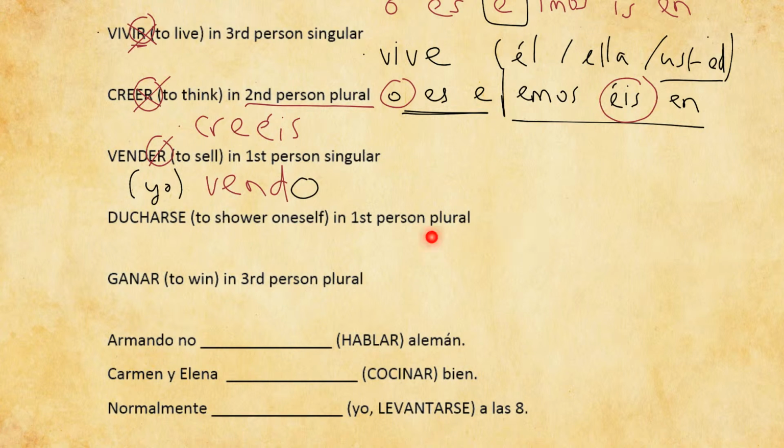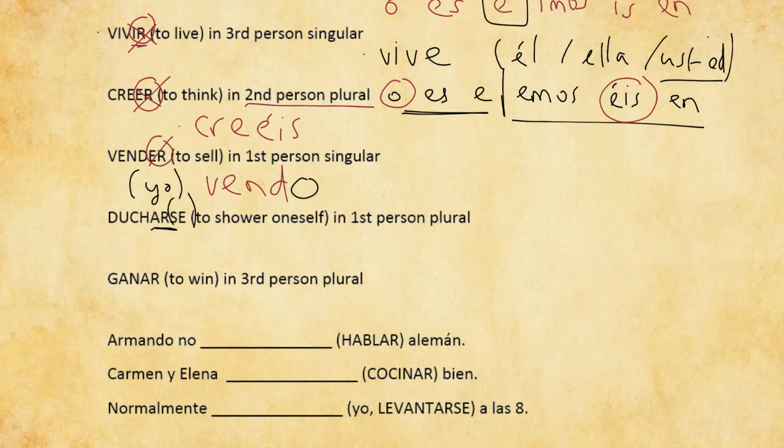The next verb that we have here is reflexive. If you see this, don't be baffled or confused, because you can always find the ending of the verb, even if it is followed by a reflexive part. So se we can ignore for now, and we'll get to that later. And we can see that the verb ends with ar, so we're going to be needing the AR endings. So ducharse, we want the first person plural.